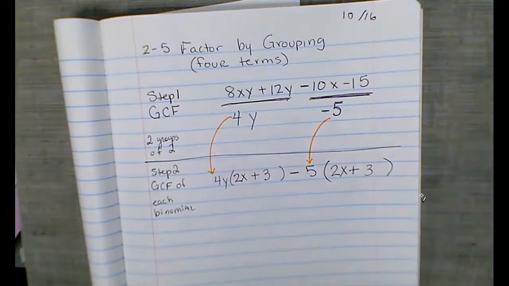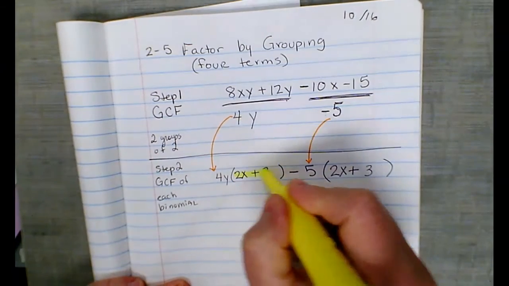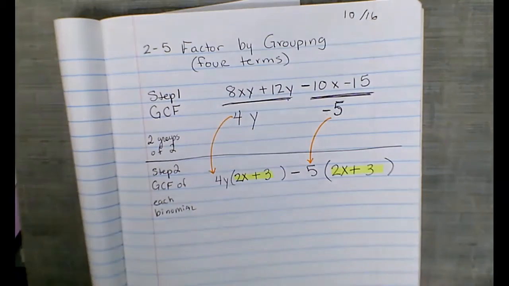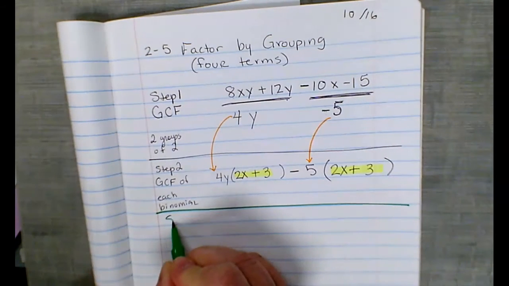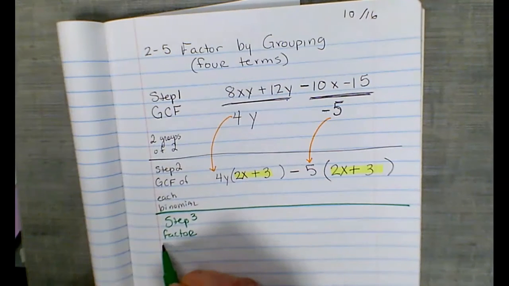Well, look at that. What happened when I did that? Do we have a common term now? Do you see that both of them have this 2x plus 3? This is where it gets a little bit fuzzy possibly for you guys because you haven't had a lot of factoring skills. But then step 3 is factor the common term.